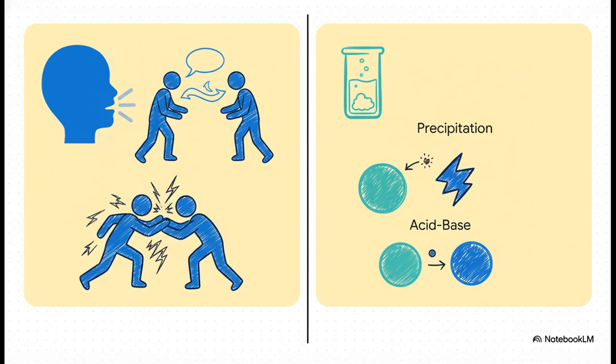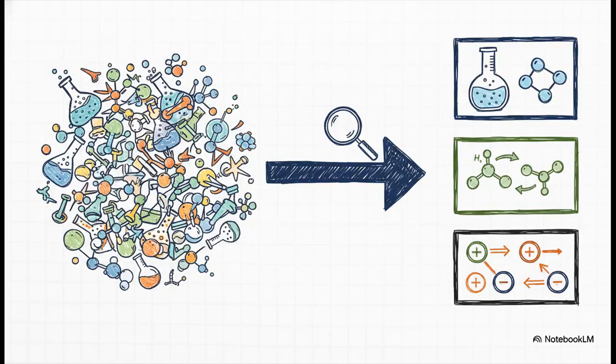They were faced with this endless variety of stuff happening, fizzing, rusting, changing color, and they needed a way to sort it all out. And the solution they came up with was surprisingly simple. Just classify them. By spotting these common patterns, they could cut through all the noise. They actually managed to boil down a nearly infinite number of reactions into just three main, manageable categories.